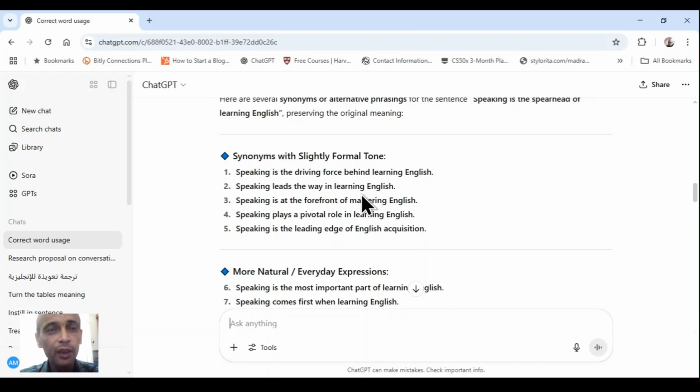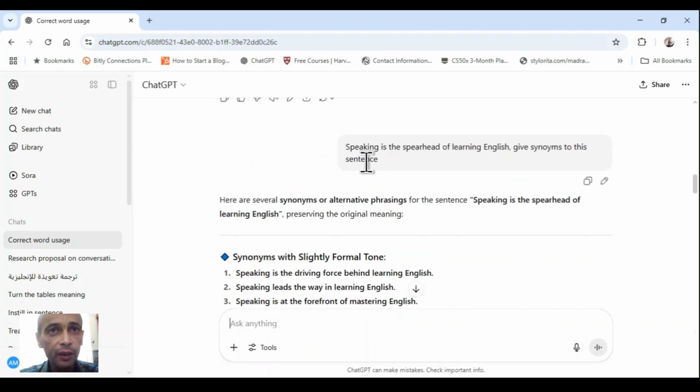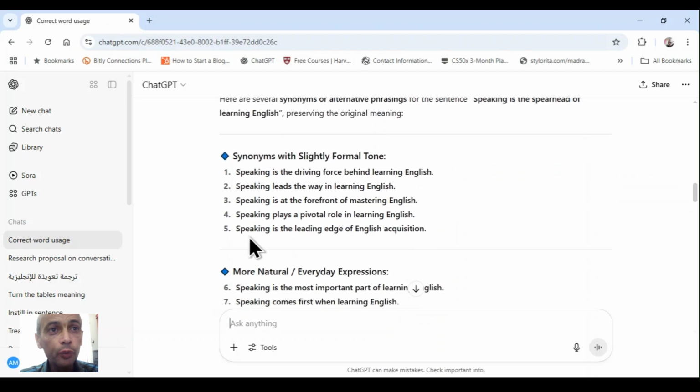I asked ChatGPT with this prompt: speaking is the spearhead of learning English. Give synonyms to this sentence. It gave me up to five synonyms, very brilliant ones, very good ones. So I benefited a lot. Any one of you can benefit a lot while preparing for speaking.